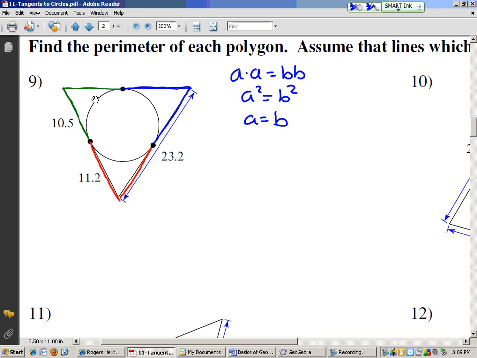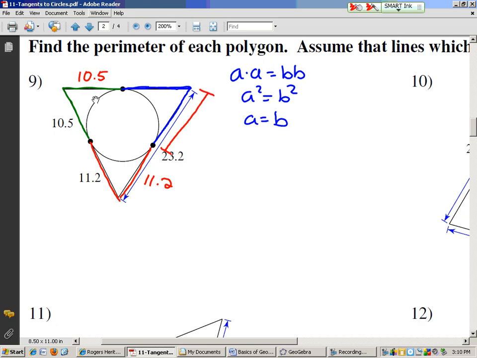So what can I copy over? What do I already know? I know that 11.2 is on this red side, so it's also going to be here. I know that 10.5 on the green one is also going to be there. Can I find the blue one given what we know? Sure we can. How long is the blue line here?